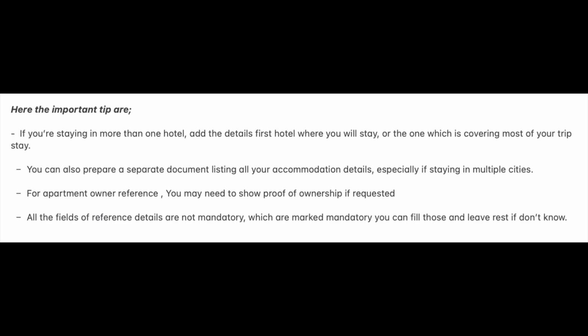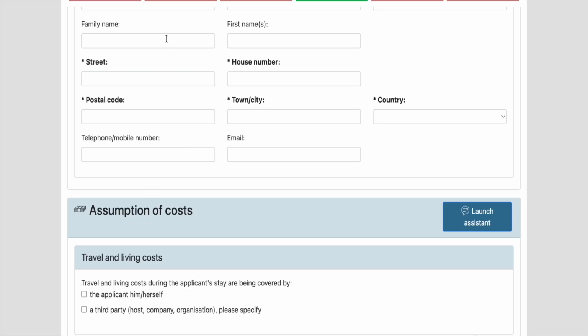And here the important tip I want to give is, if you are staying in more than one hotel, then add the details of the first hotel where you will stay or the one which is covering most of your trip stay. And you can also prepare a separate document listing all your accommodation details, especially if staying in multiple cities. For apartment owner reference, you may need to show proof of ownership if requested. So not all the fields of reference details are mandatory, only those which are marked mandatory. You can just fill those and leave the rest if you don't know. That was about step 7.